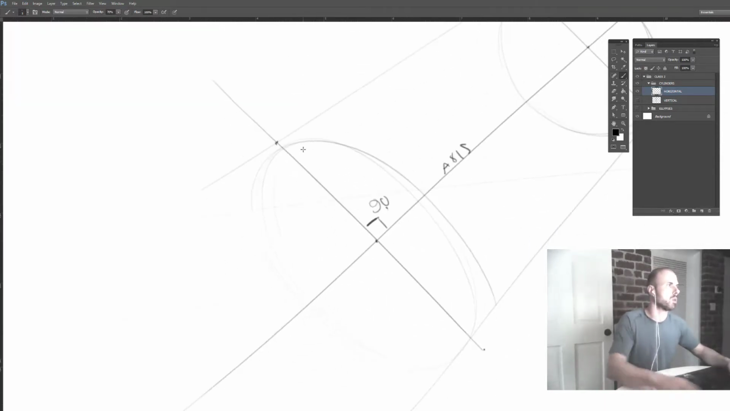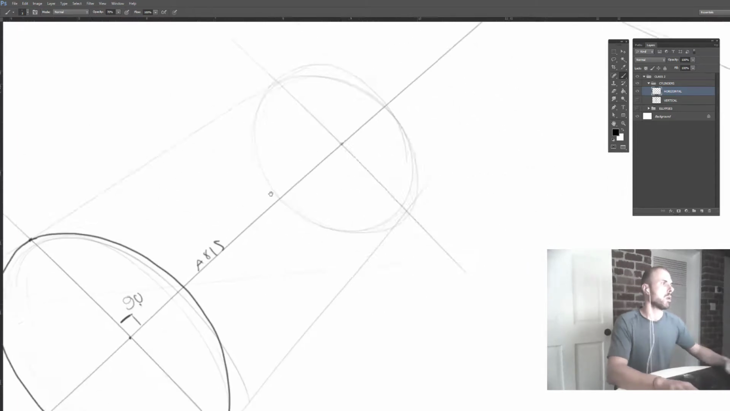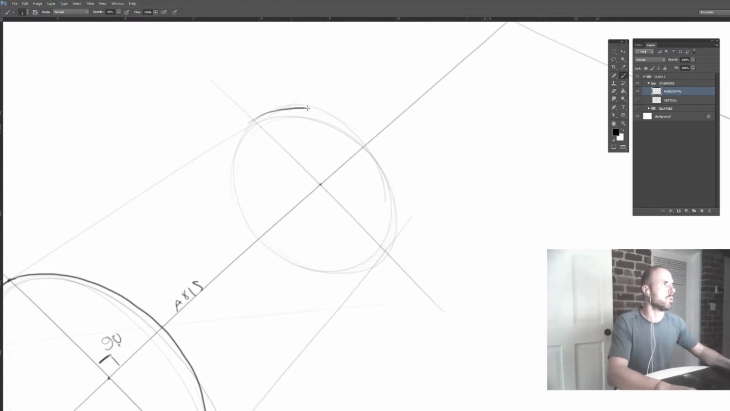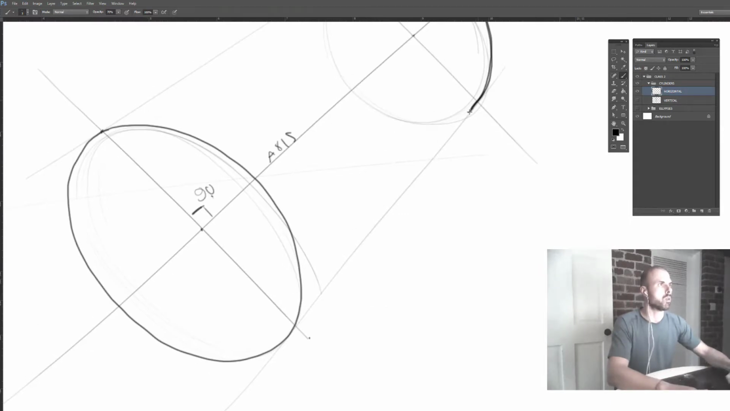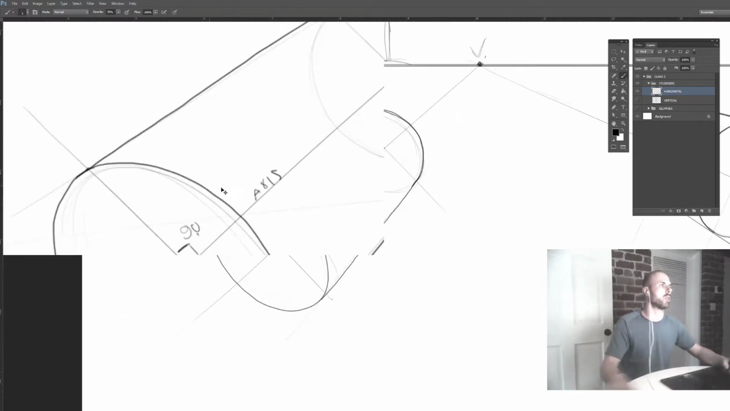Okay, I'm going to bring out a design line here, and I'm going to bring out a design line here as well. Okay, I'm going to connect them with a straight line that is going to be a tangent between the two. Okay, and this is a new cylinder.